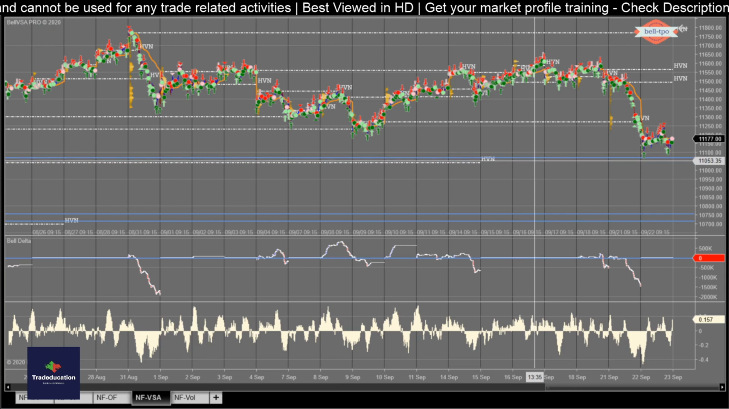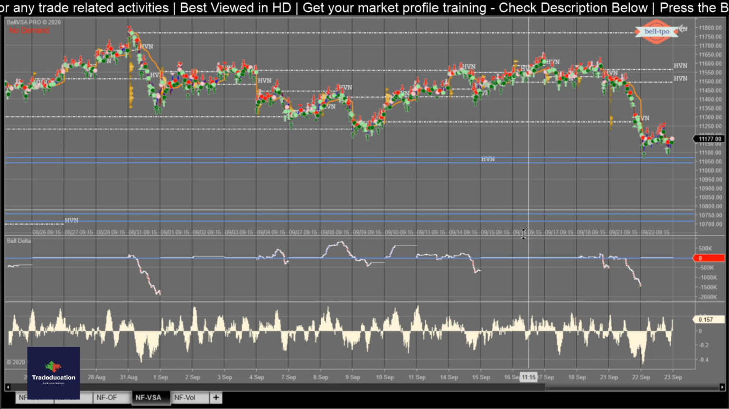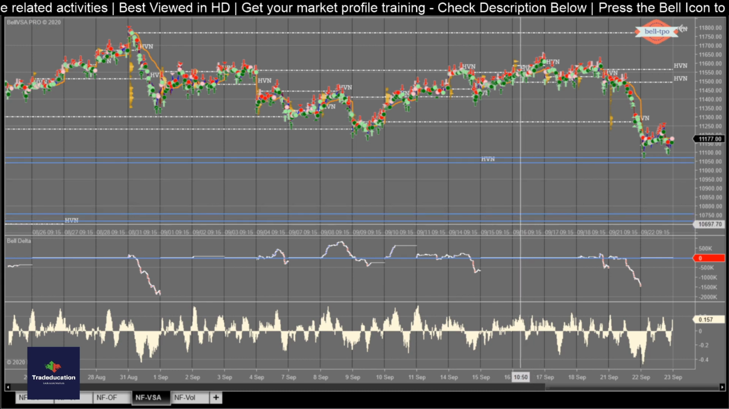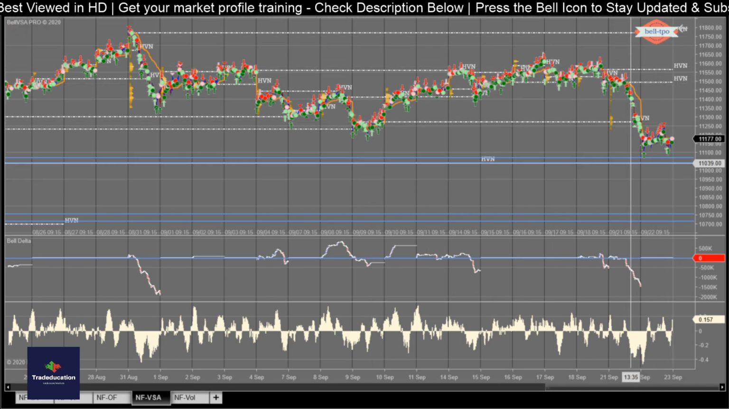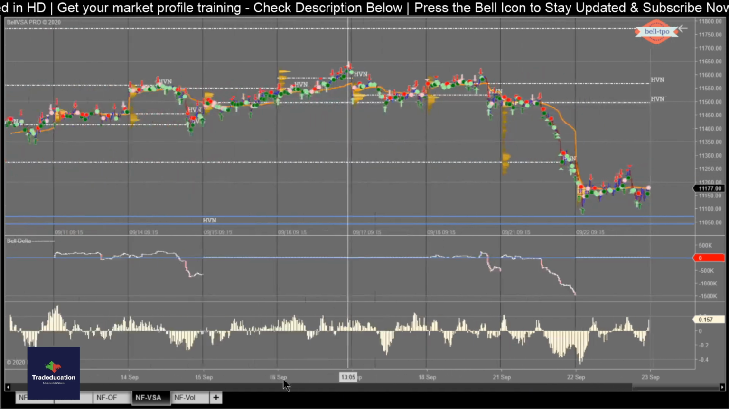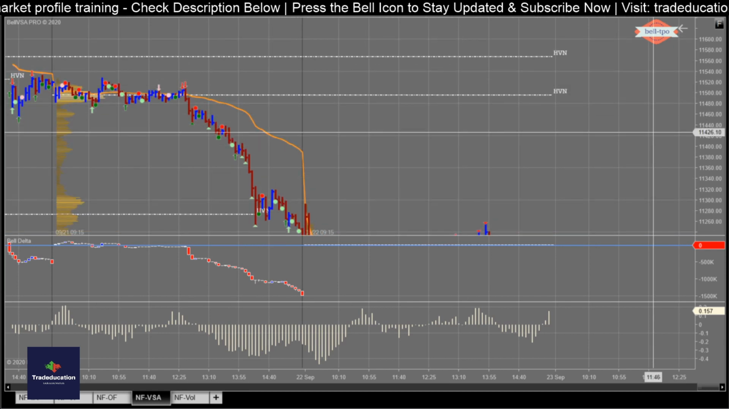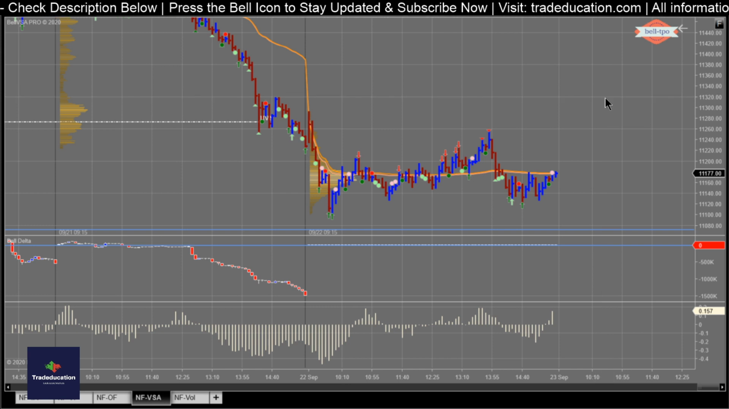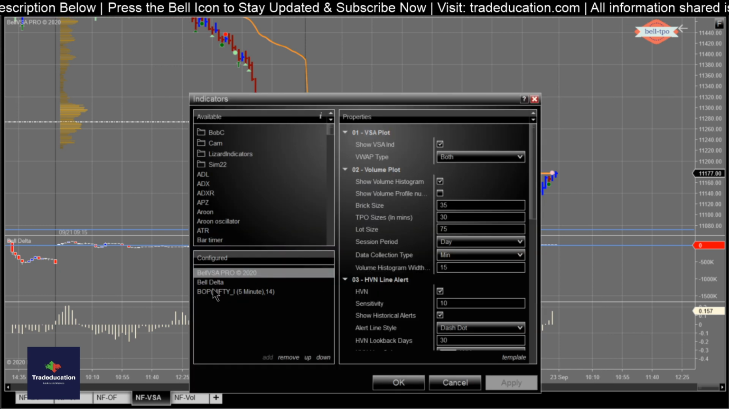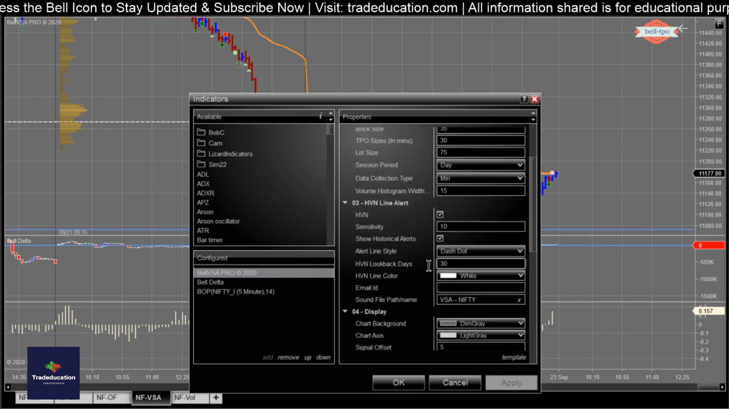So we have got an HVN here. I'll also tag this. These two zones are also good support zones. So there are three HVNs on the top, one HVN at the bottom. Let me just look at the HVN setting. LBS Pro, HVN sensitivity, look back. I'll make this, let's see, 120.